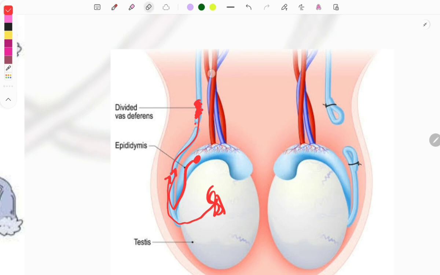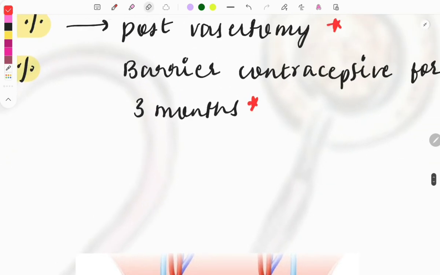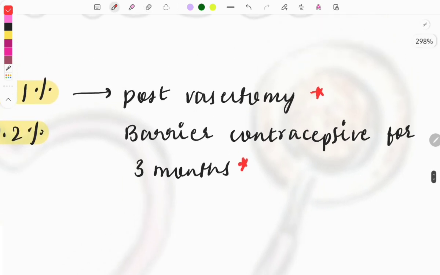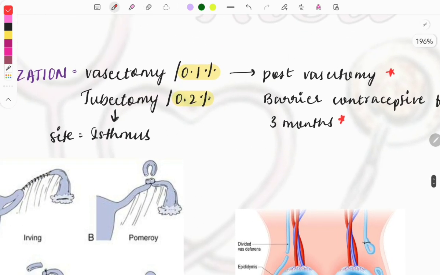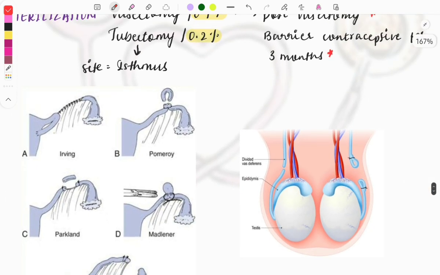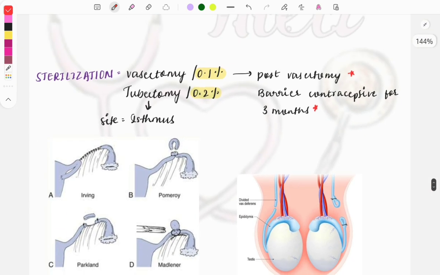So that's why for 3 months, or 12 to 16 weeks, we need to practice a barrier contraceptive method to avoid conception. Okay, so this is the important question.